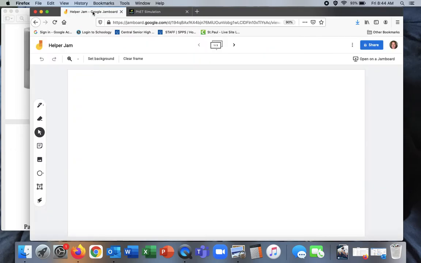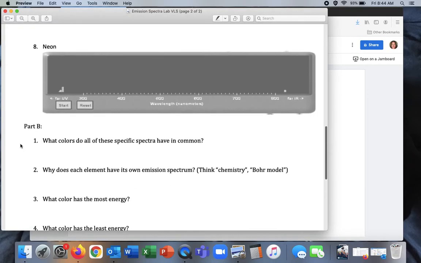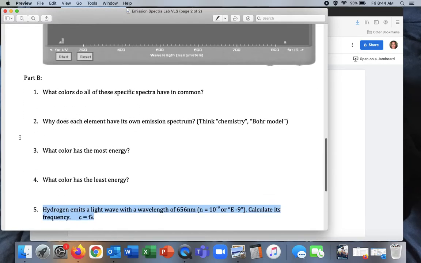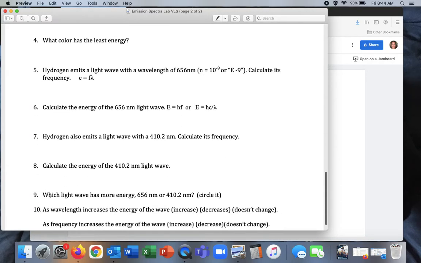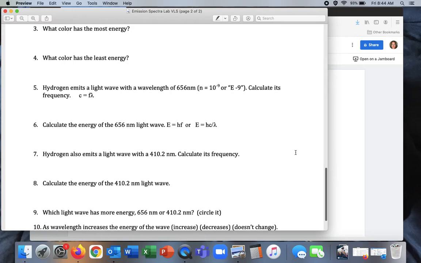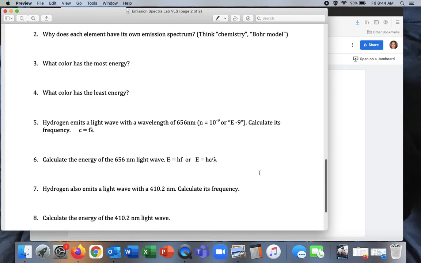Let's move to part B, which is measuring or calculating. So I'll let people do part B 1 through 4, and I'm really going to jump down to the math of 5 through 8, and that'll help us with later questions. So in question 5, we're given wavelength, and we have to calculate frequency.